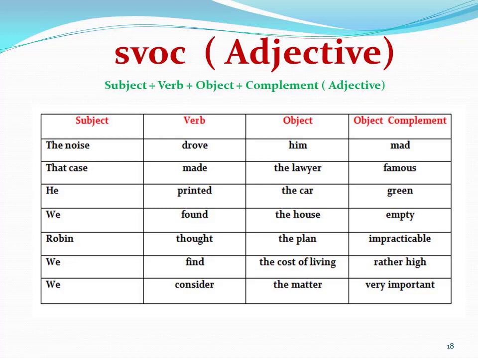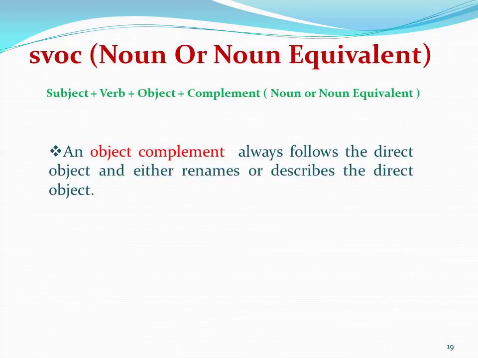In all the examples, the object complement, that is the adjective, refers only to the object. That is, both the object and object complement are of the same person or thing. The next pattern is the SVOC pattern, that is subject plus verb plus object plus complement. Here the complement refers to a noun or noun equivalent. An object complement always follows the direct object and either renames or describes the direct object.